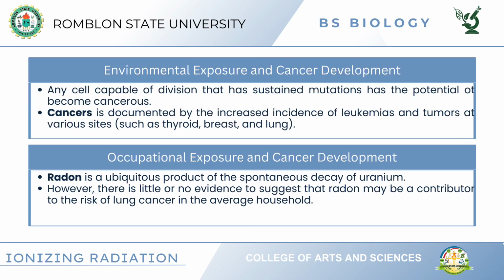So, in short, radiation severely weakens the body's ability to make and maintain blood cells, which can lead to weakened immune system, increased bleeding, and long-lasting fatigue from anemia. So now let's proceed to environmental exposure and cancer development.